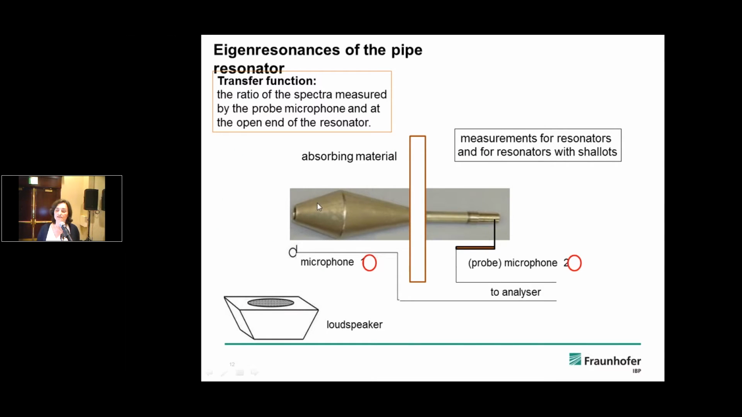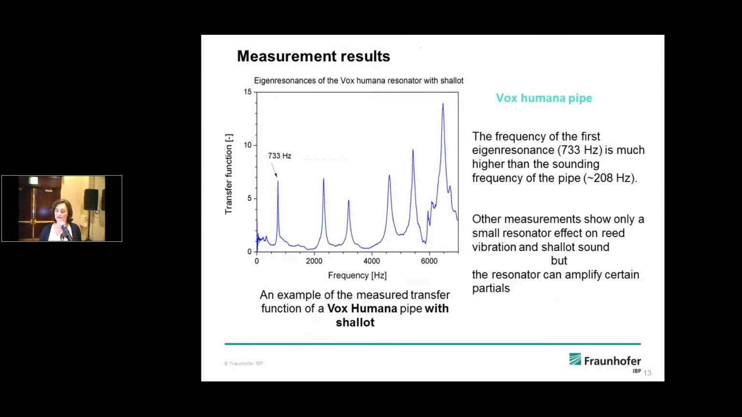Now, as I would like to talk mostly about the resonator influence, we made some resonator measurements. Here you can see the transfer function measurement, which is the ratio of the spectra measured by the probe microphone and at the open end of the resonator. So here is one of the transfer functions of the Vox Humana pipe.